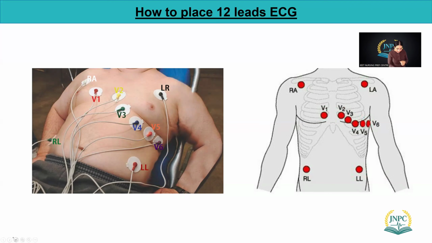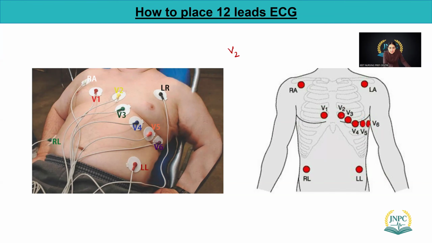So if I have to pick one and put that electrode, the first electrode should be which one? Which one will you pick? Is it V1 or V2? Or V3, V4, V5, V6? Which one? So I always encourage you to pick V2.